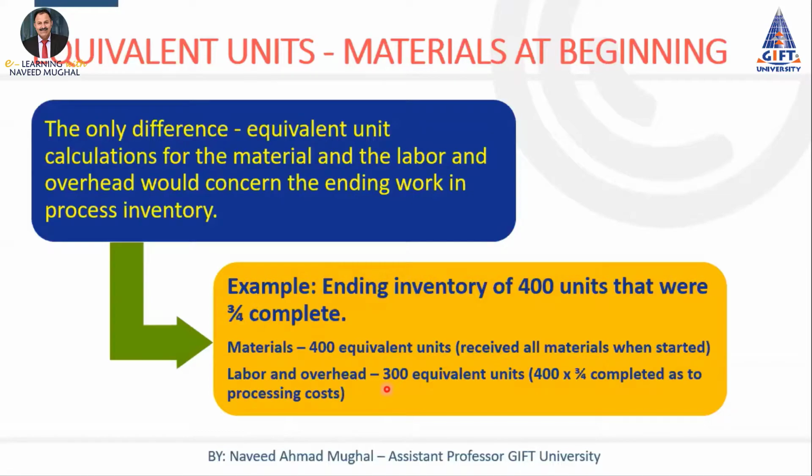So you can see that if materials are added at the beginning, the calculation of equivalent units for materials and other cost elements would be different, and we will calculate equivalent units for all cost elements separately. I will explain this concept by taking an illustrative example for the calculation of equivalent units when materials are added at the beginning of the process.